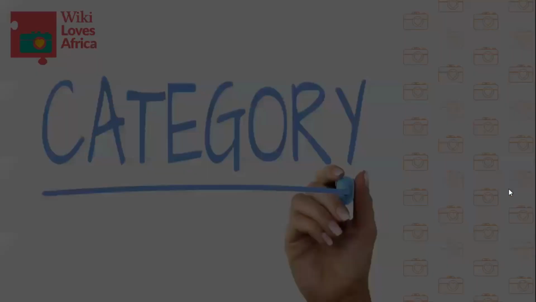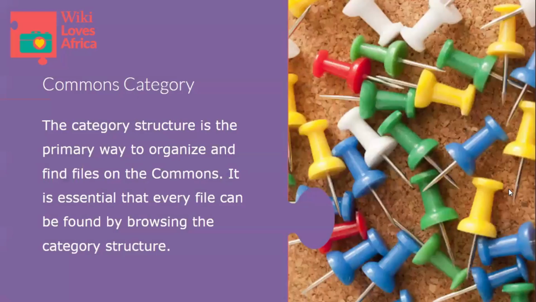So from there, we talked about category, which I explained as a category. The category structure is a primary way to organize and find files on Wikimedia Commons. I explain it as picking things that look alike, things that have the same property, the same feature, and putting them in a particular box where they can be found easily, instead of allowing them to mix in a whole sum of images and files existing on Wikimedia Commons.